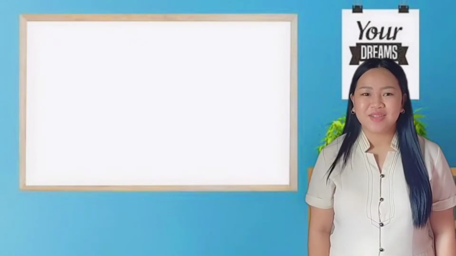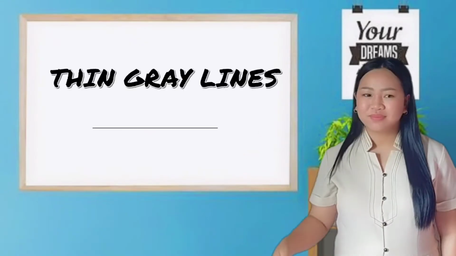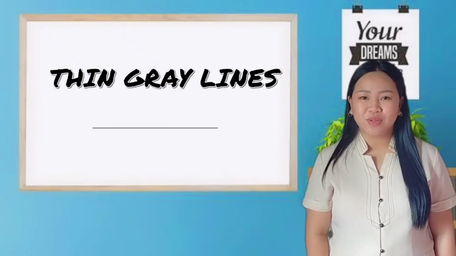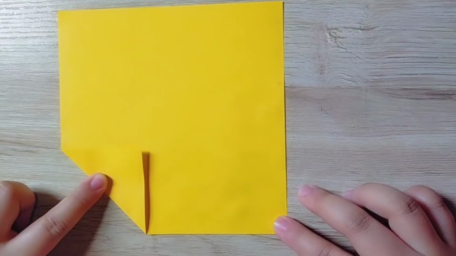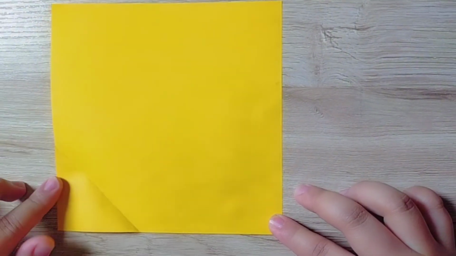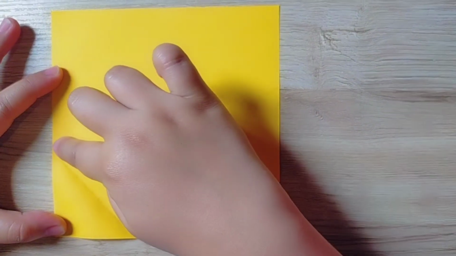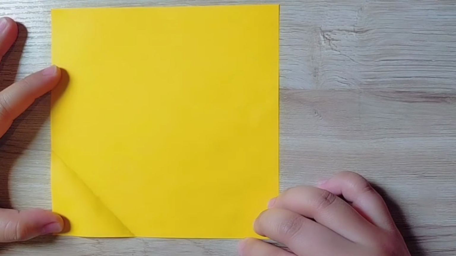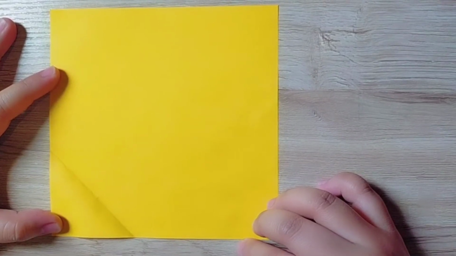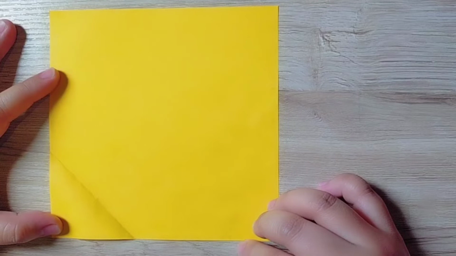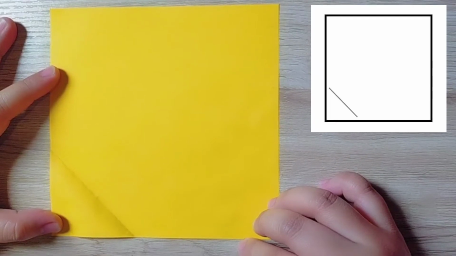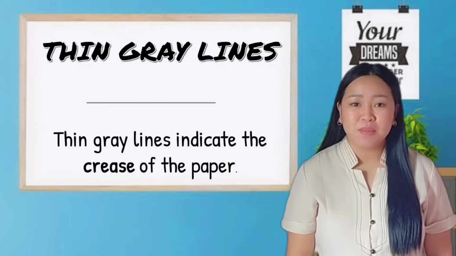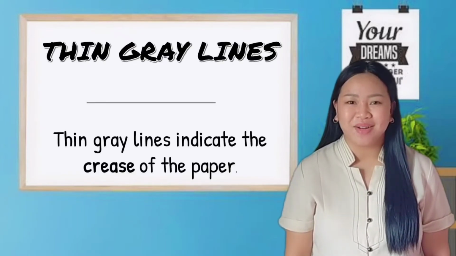Next one is thin gray lines. Thin gray lines show crease lines which are the result of prior fold. Example, this paper is folded on one corner. If we unfold it, the crease will show. In reality, we can't really see the crease clearly. But in a diagram, it looks like this. Notice that the crease indicates thin gray lines. Again, thin gray lines mean crease in an origami diagram.